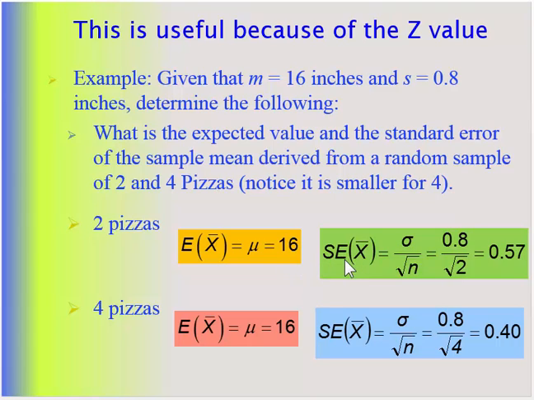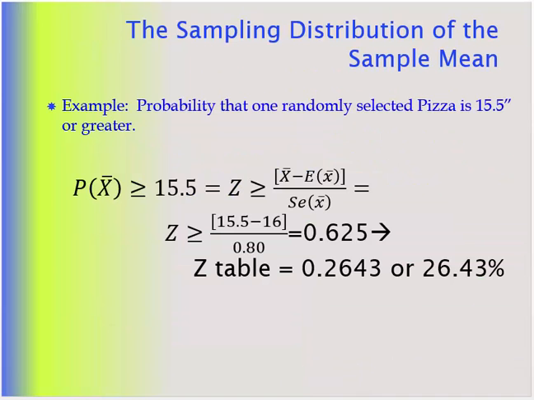The standard error is going to be the standard deviation divided by the square root of n. So here we've got 0.8 divided by the square root of 2, because we have 2 pizzas in this first example. And then in the second one we have it divided by the square root of 4. What this tells us is that when we have 2 pizzas for n, our standard error is a little bit bigger than it is when we have 4 pizzas. So then what to do with something like that? You can see this on the next slide.